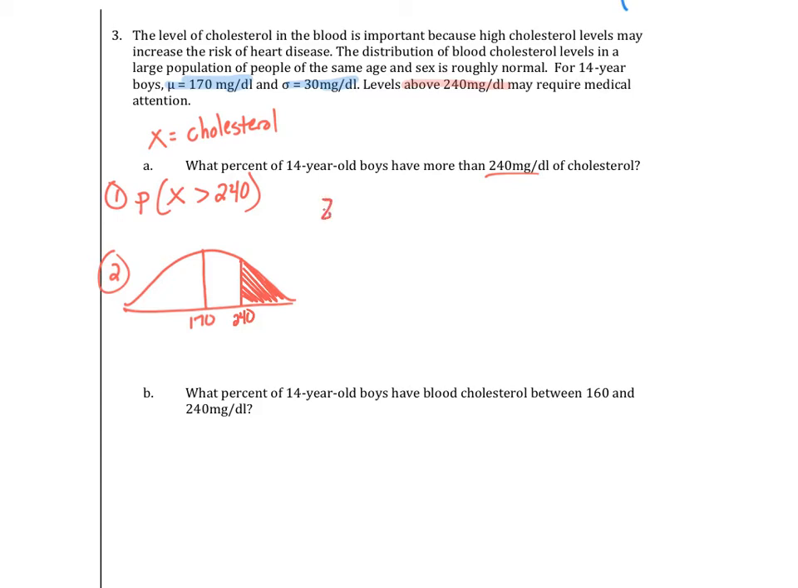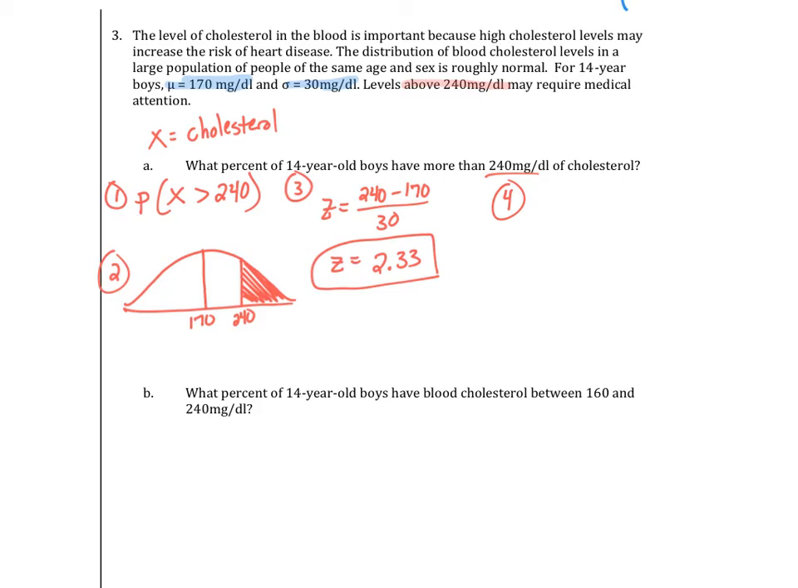The next step, find the z-score. So take your observation, which is 240, minus the average, which is 170, divided by your standard deviation. So what is 240 minus 170 divided by 30? 240 minus 170 is 70, and 70 divided by 30 is 2.33. So that was step 3. You find your z-score in step 3.